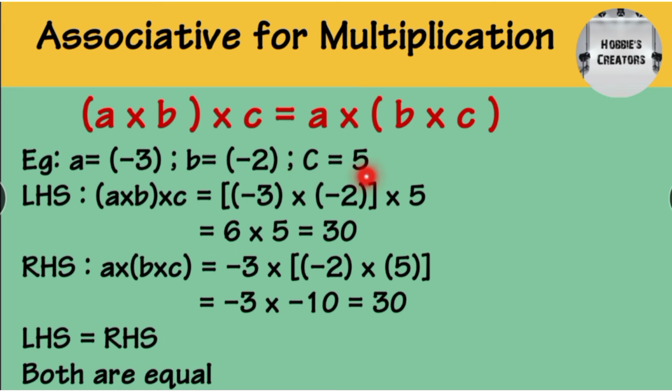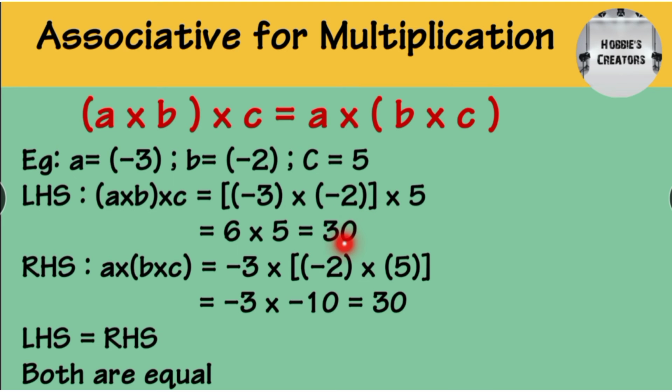First I am doing the left hand side, that is a multiplied by b multiplied by c. So a here is minus 3, multiplied by b here, which is minus 2. First I am putting that inside one bracket and multiplied by c, which is nothing but 5. So first we can do the inside bracket. 3 2s are 6. Negative integer into negative integer is a positive integer, so plus 6 multiplied by 5, which gives you 30. So LHS we got as 30.